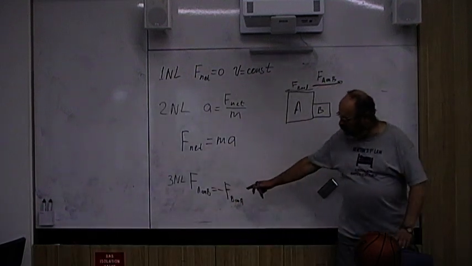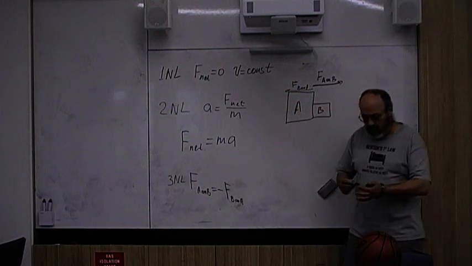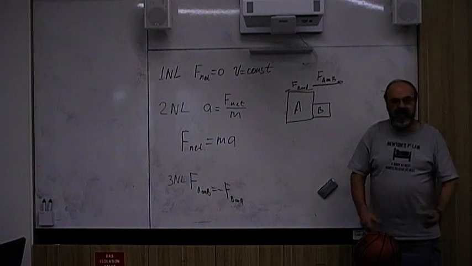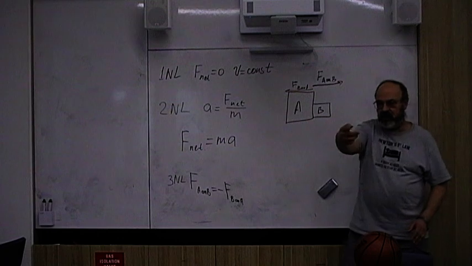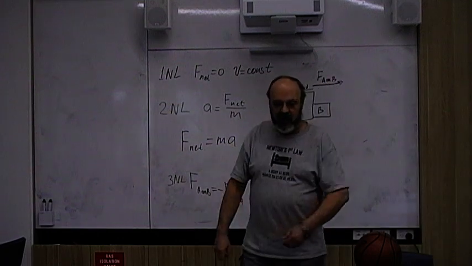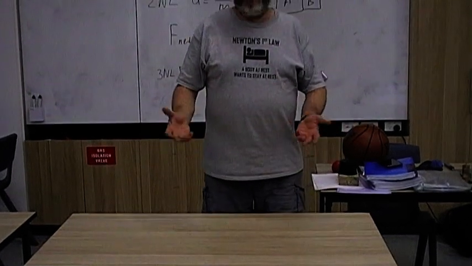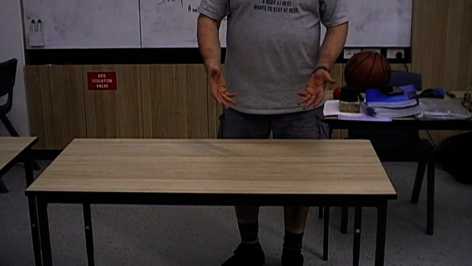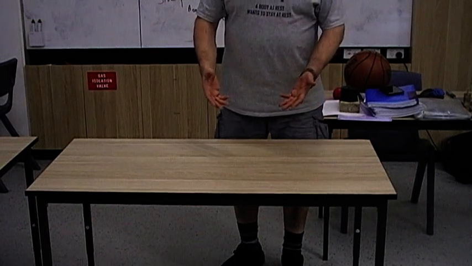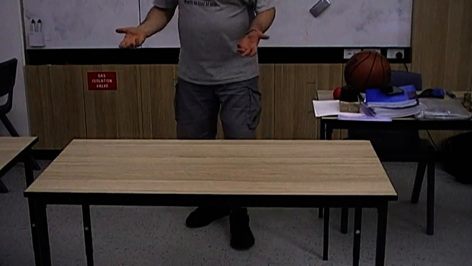What is the sense of this minus? Opposite directions. When two objects interact, they interact with the same force and magnitude but in opposite directions. So, an illustration of Newton's third law: if I hit this table with a force, the table will hit me with the same force. So it's Newton's third law.